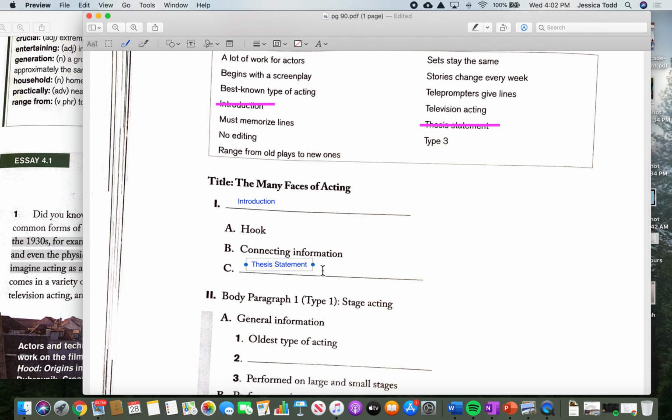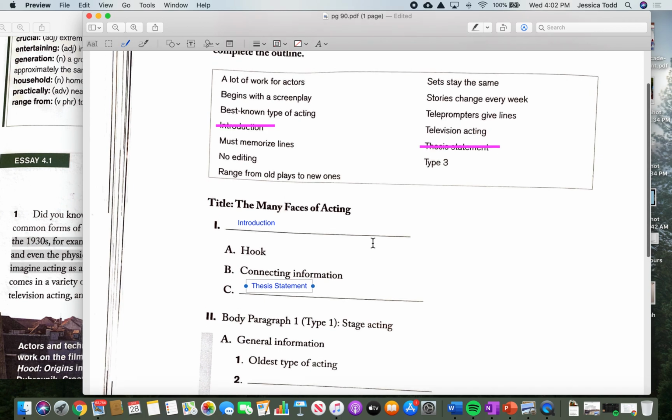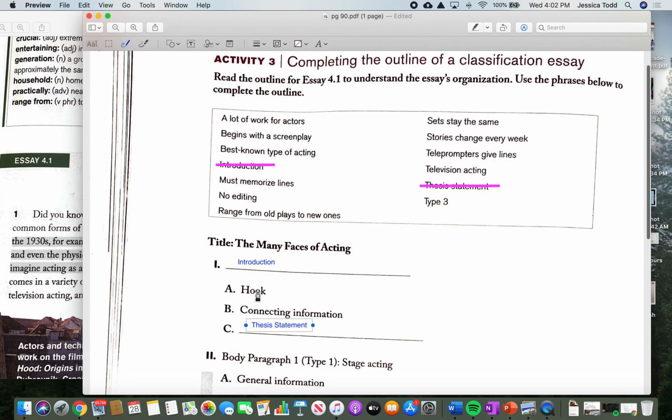Introduction of the outline is perfect, okay? And again, notice that I'm just choosing the words that I write in my outline. I'm just choosing them from here. They have to be in the box, okay?